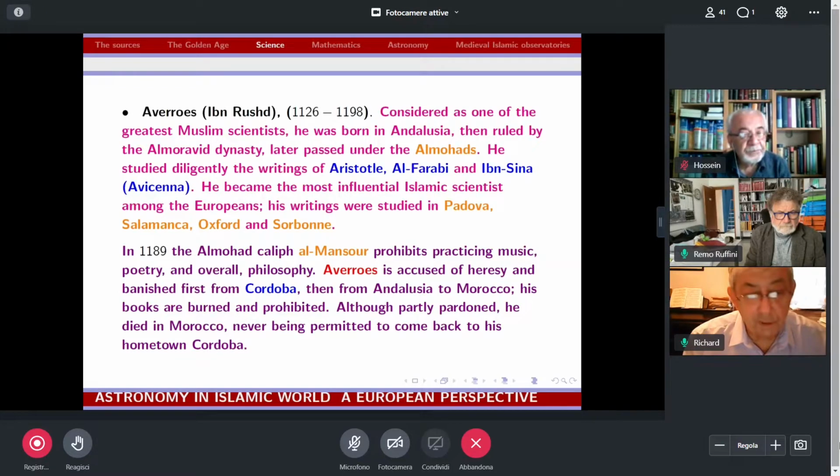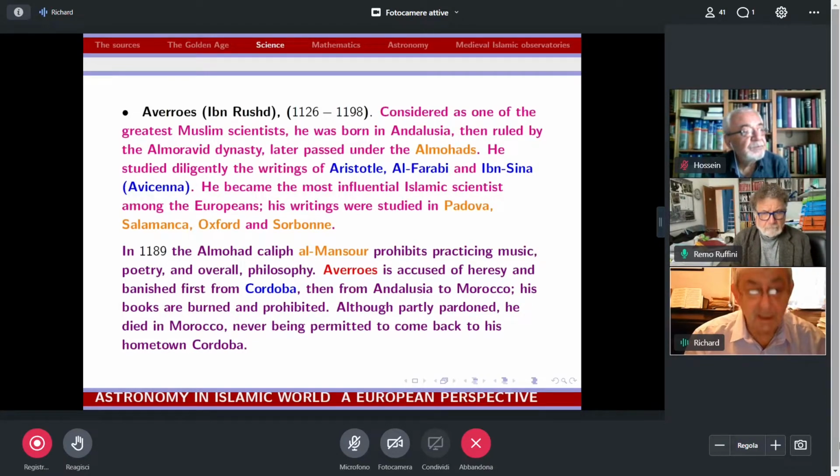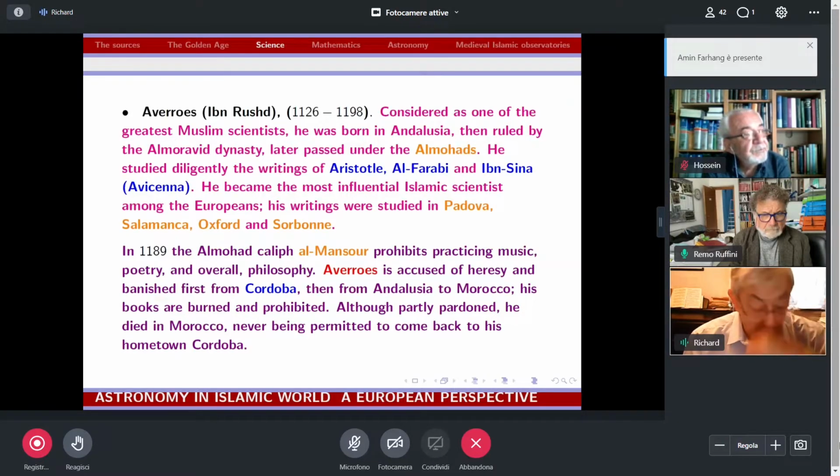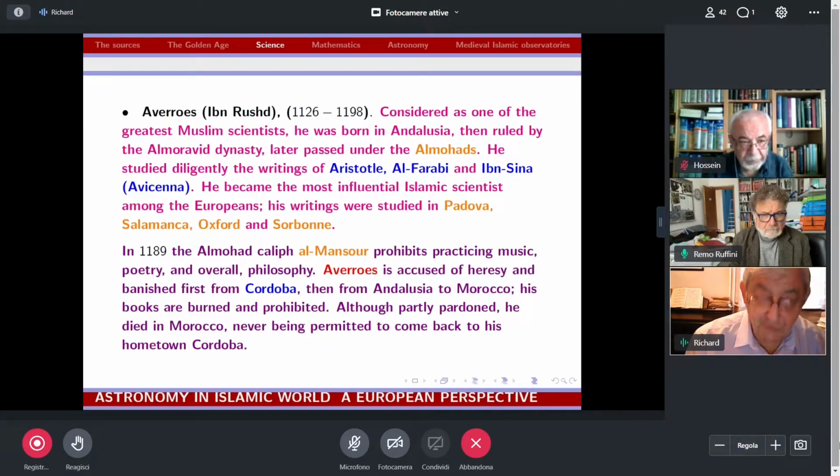Nevertheless, his influence was the greatest among all Arab and Muslim scientists. His influence in Europe was the greatest. His writings were studied in Padua, Salamanca, Oxford, and Sorbonne, and influenced many European scholars, so much that they were called the Averroists. Somehow 100 years after Averroes' death, St. Thomas refuted most of his ideas. But there were some extremely modern ideas.